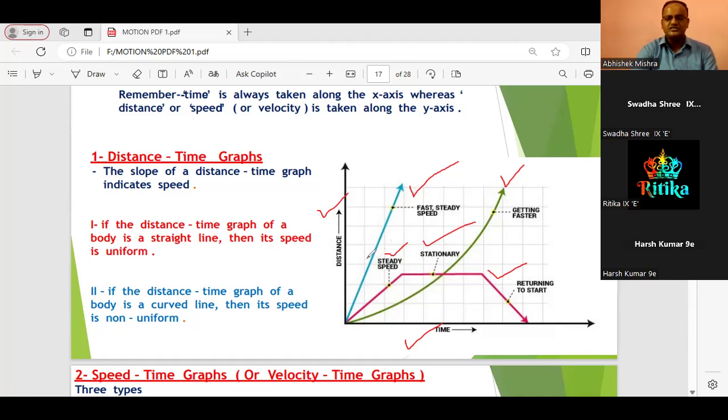So here are some of the conditions under which the variation occurs. In the first condition, it is a steady speed. Then you have the fast steady speed, then stationary, after which there is no change, and then returning back to the start. And in this graph, it is getting faster and faster. So these are the different conditions for the distance-time graph. Did you understand the different conditions of the distance-time graph, students? Through the chat box, give me the reply.